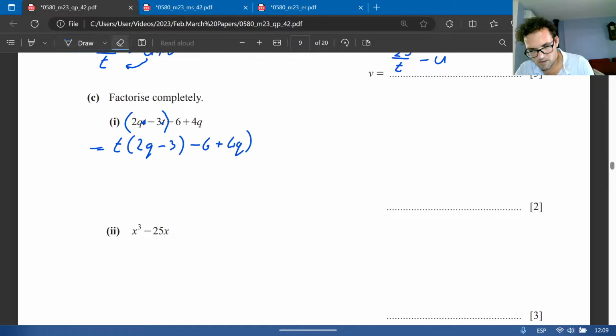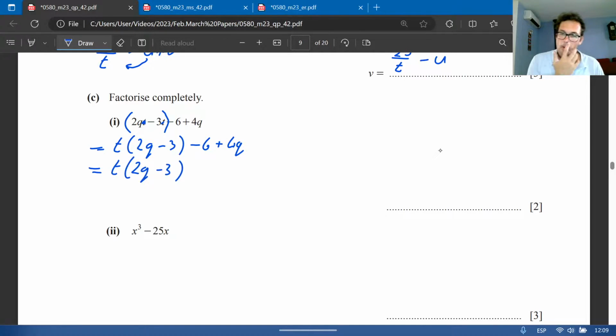No, there's no bracket. Okay, then let's leave that there. What is the common factor of 6 and 4? 2, right? The common factor of 6 and 4 is 2. So we're going to take a 2 out of that bracket.